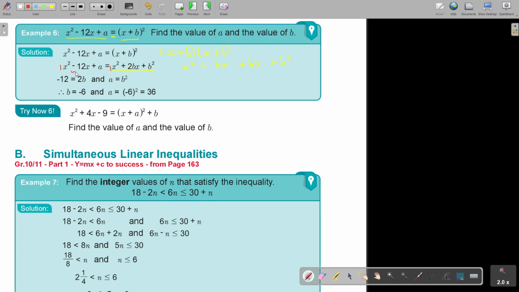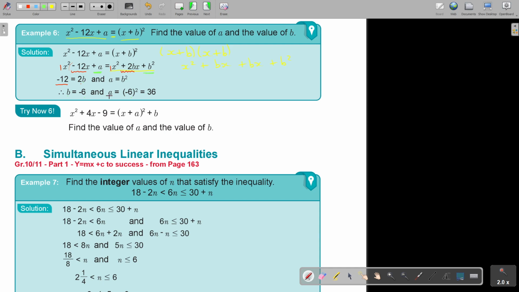And this is negative 12, look in front of x, and this is 2b. So you make the statement by saying negative 12, grab that sign, is equal to 2b. And then the same, a is equal to b squared. So first find b by dividing by negative 2, by 2, by 2, and I get the value of b is negative 6. And now I can just substitute it in there, and I get the value of a is 36. So it's actually almost like that one which we did with the statements.